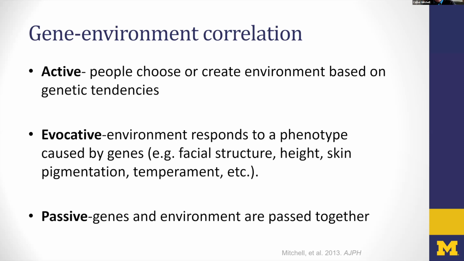And then finally, passive gene-environment correlation, which again, I think is a very big one. That is that, say, your parents or your ancestors have certain genetic makeups. They also lived in certain environments, and both of those things get passed on for many, many generations. And it's not necessarily active or evocative, although maybe it started that way, but actually it's just that they get passed on together. And again, I think social scientists are very well aware of how that works.